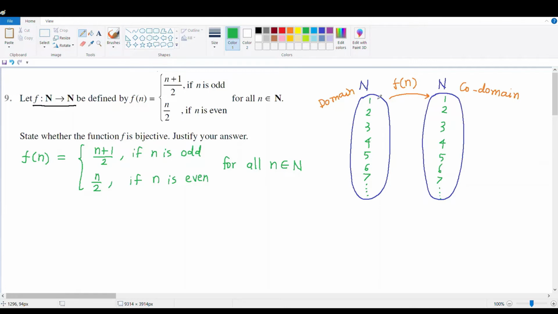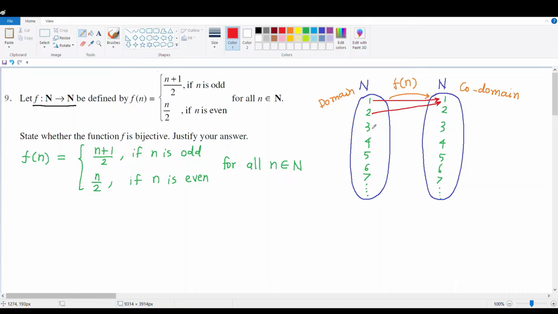Okay, so if we want to see where this number 1 goes, 1 is odd, so here we are going to use this equation. Now if n is equal to 1, then (1+1)/2 is 1, so 1 is going to get connected to 1. Now 2 is even, so you are going to use this equation. 2/2 is going to be 1, so 2 is going to get connected to 1. Now as soon as you see that two numbers get connected to one number, you can see that this is not one-one function.